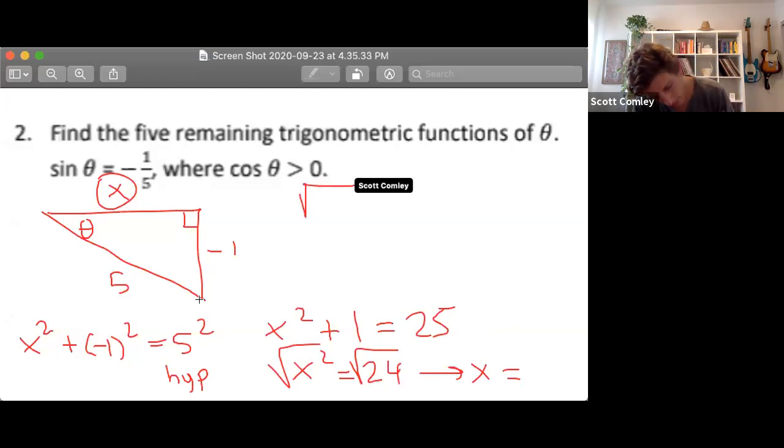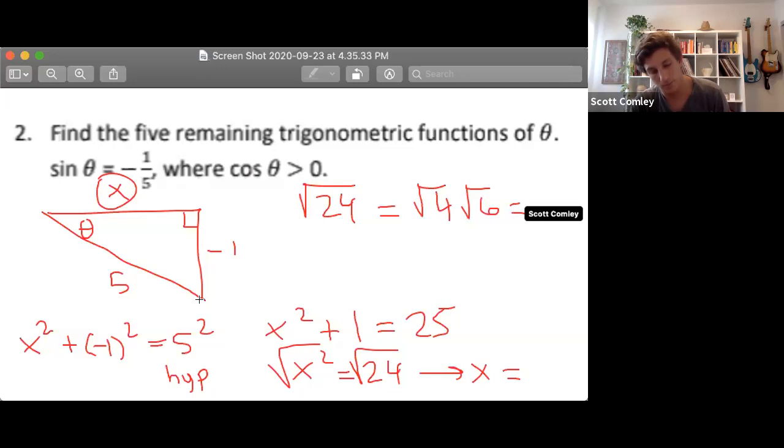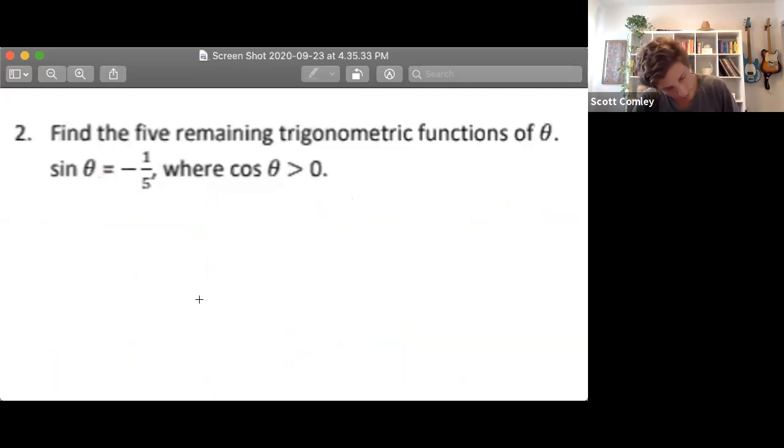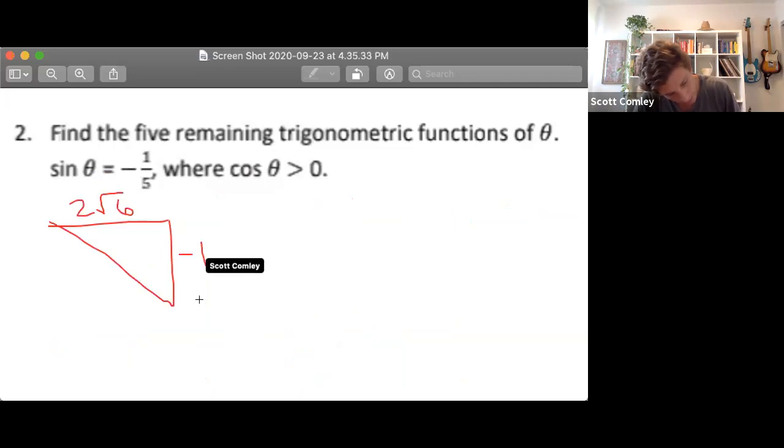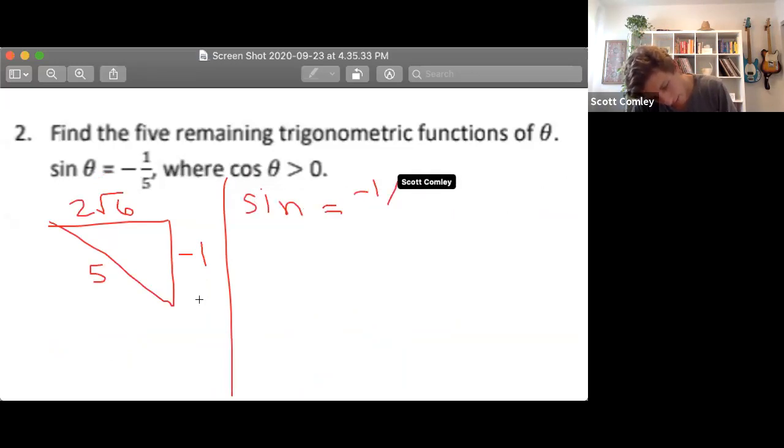Well, let's see if we can break that down. Are there any perfect squares that go into that? There's 9, no. 16, no. But I know that 4 does. 4 and 6. So 4, 6. We know the root 4 is a real number. It's 2 root 6. So our x up here is 2 root 6. So again, to keep some space, we've got 2 root 6, -1, and 5. We know that sine is -1/5.